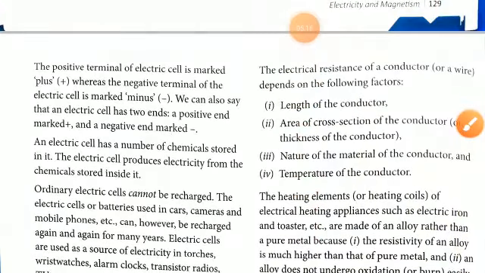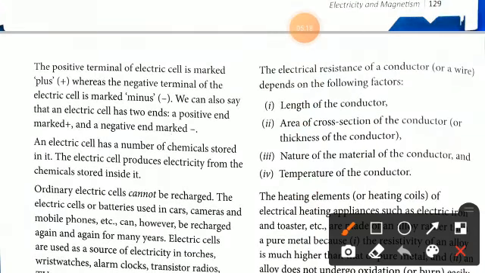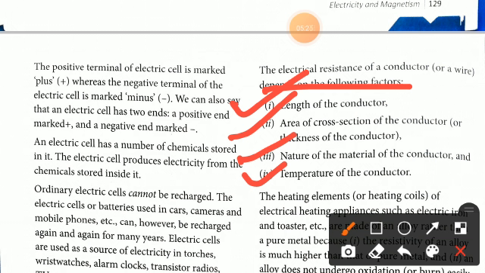Now you can see here the electrical resistance of a conductor or a wire depends on the following factors. This is an important thing you have to remember. There are 4 points given. The first one is the length of the conductor. The second one is the area of cross section of the conductor, or thickness of the conductor. The third one is the nature of the material of the conductor. And the fourth one is the temperature of the conductor.